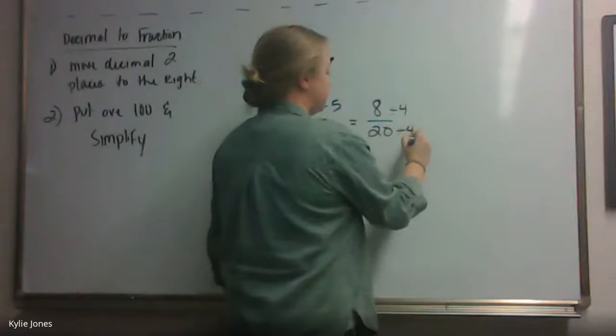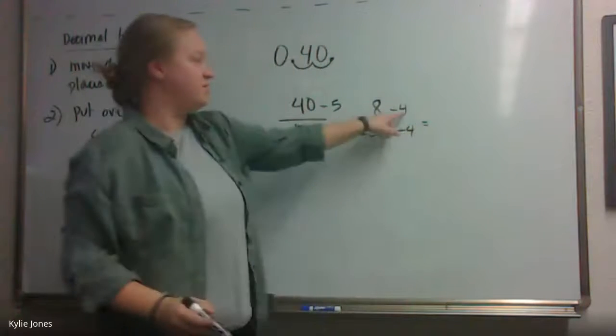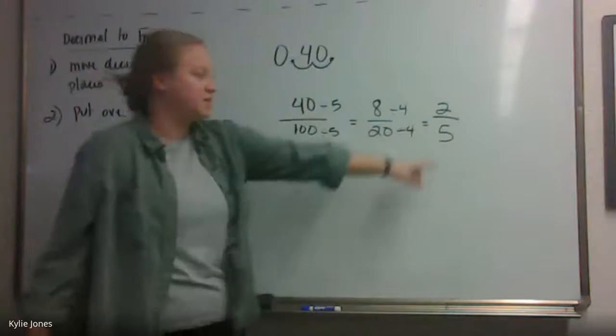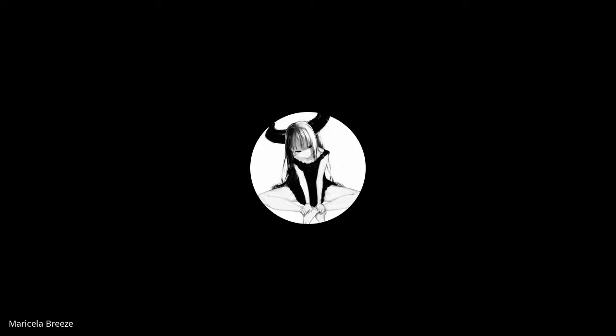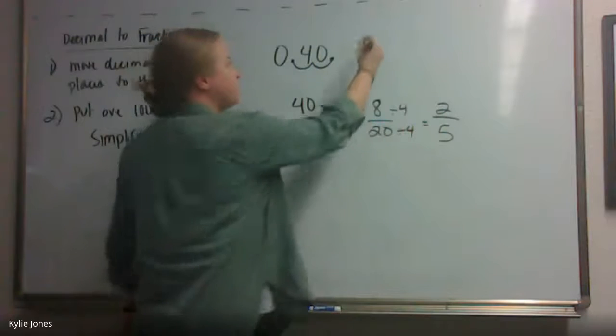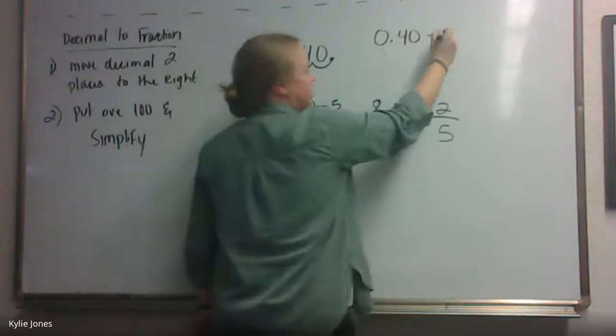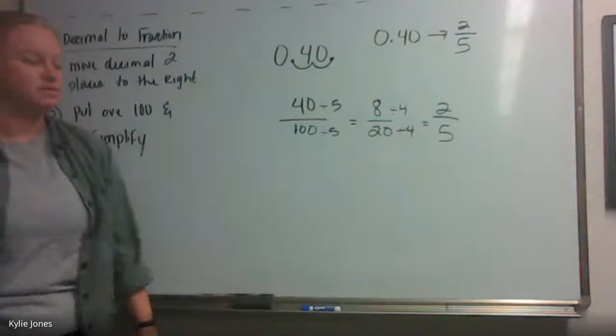Okay, so let's divide this one by 4. 8 divided by 4 is 2. And then 20 divided by 4 is 5. So 2/5. Can I simplify 2/5 any farther? Nope. So if we want to go from 40 hundredths, a decimal, and change it to a fraction, you're going to get 2/5 as your answer.